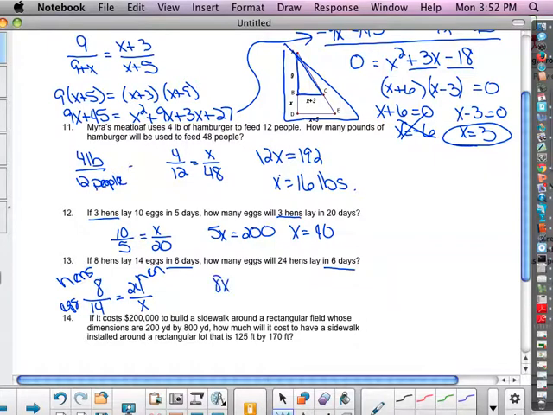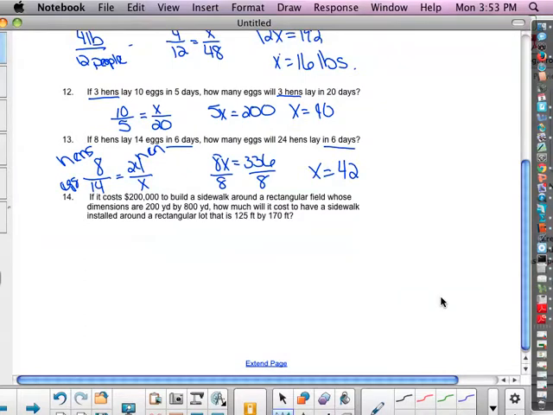So I get 8X is equal to 336 divided by 8. I'm going to get 42.